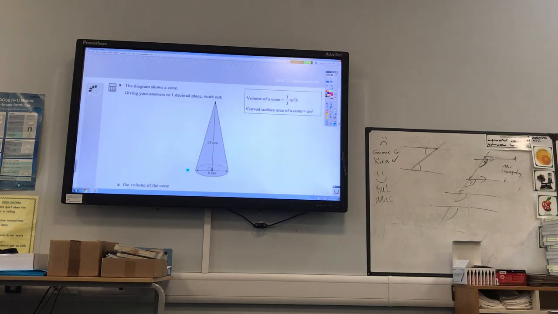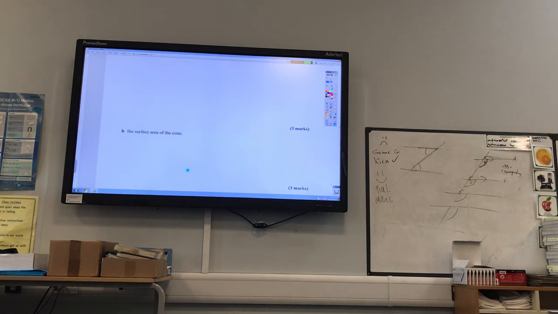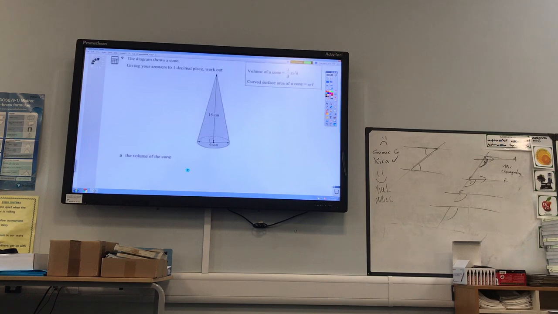Next question. It's a cone, but you're given formulas for this. So I scroll up a bit. It says, find the volume of the cone. Almost all of you did this correctly, because it is just substitution. You're told the volume here. So all you do is recognise from this diagram that R is that distance, which is 3. H is the H there, 15, for the height.